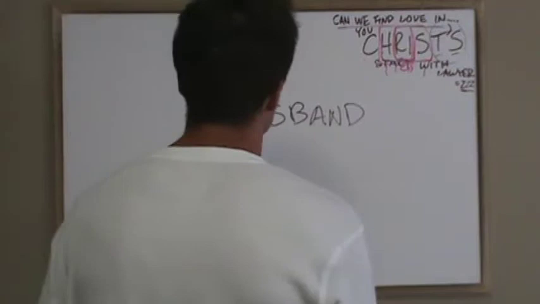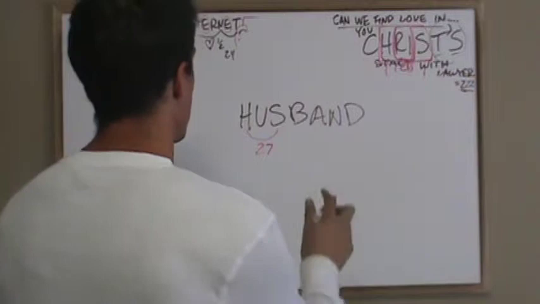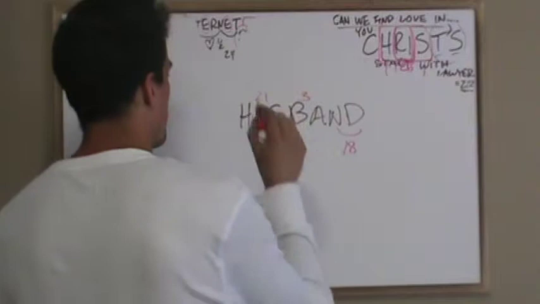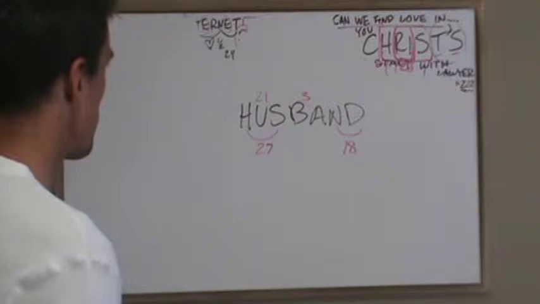Here's 27. There's 18 back in here. Here's 21 right here. Here's 3 right there. The whole thing adds to 48 plus 21. Oh yeah, Jehovah. 69. So we need to drop 15 points in order to get love.